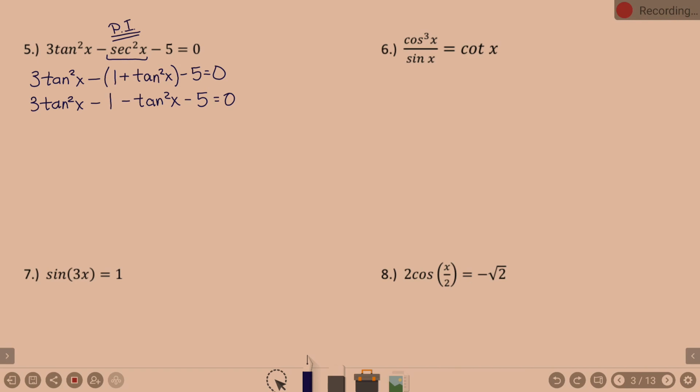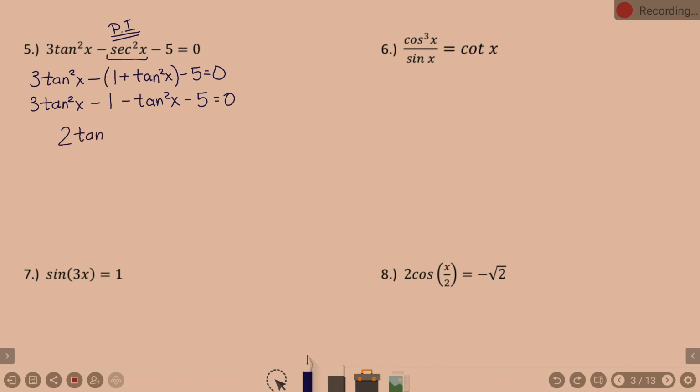Okay, what can I clean up? You can subtract your 3 tan squared x and your... Okay. We've got two sets of like terms here, yes? 3 tangent squared x goes with minus 1 tangent squared x. What's 3 tangent squared x minus 1 tangent squared x? That is 2 tangent squared x.